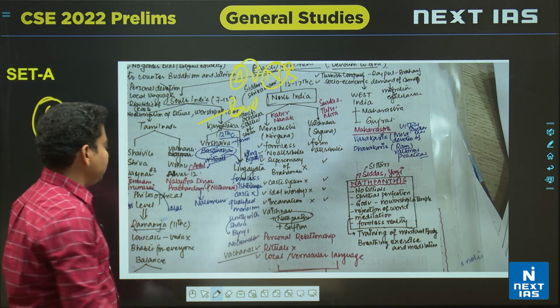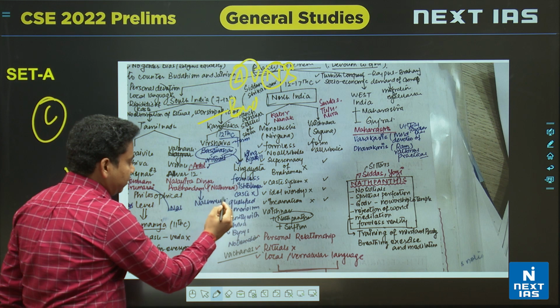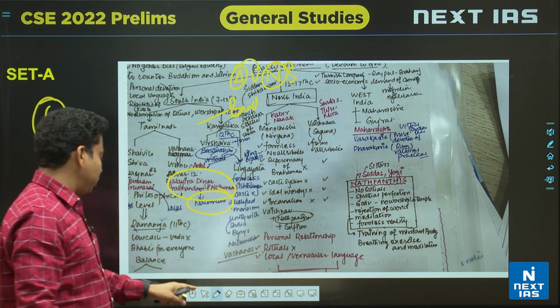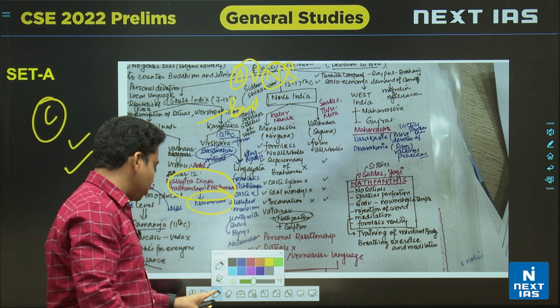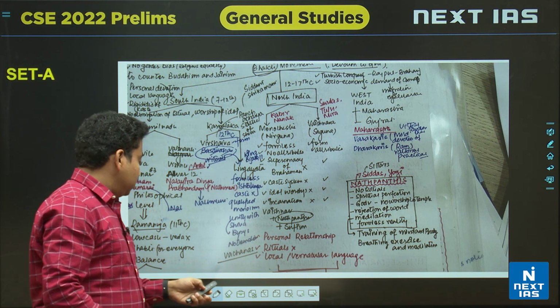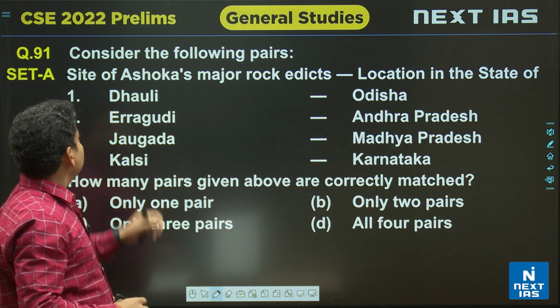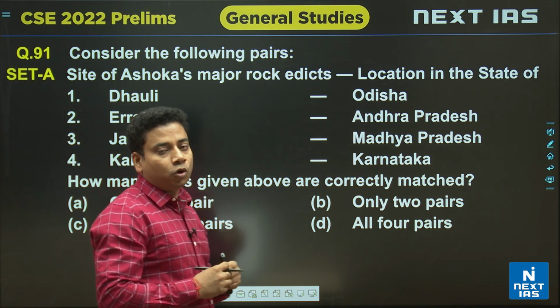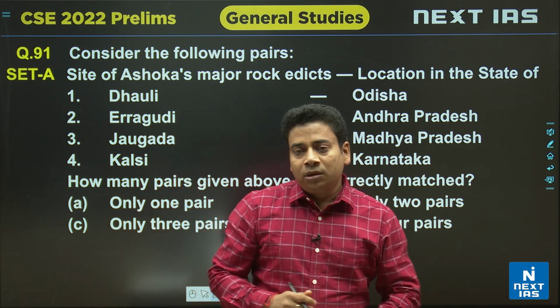In the classes also we have discussed this. This is the Nalayira Divya Prabandham, written by Nath Muni, but you cannot answer the question with that knowledge alone because UPSC has made it very difficult. Now, the next question: consider the following pairs, the site of the Ashokan major rock edicts and the location.